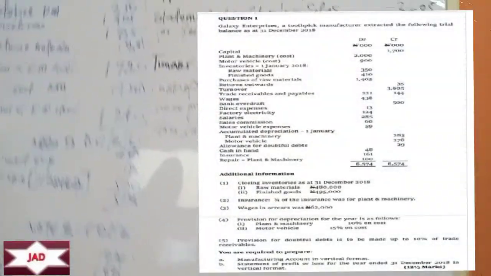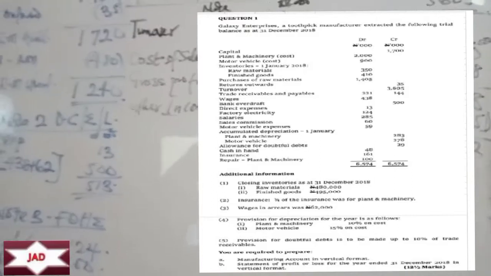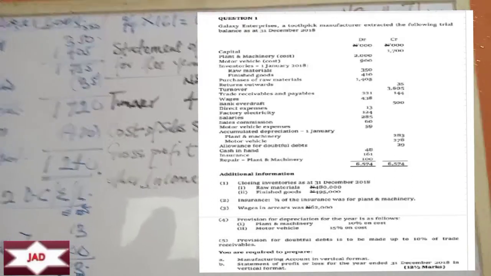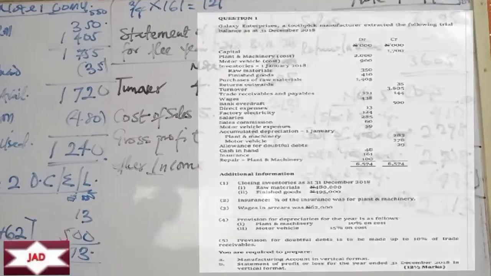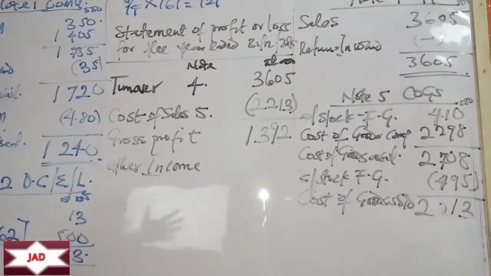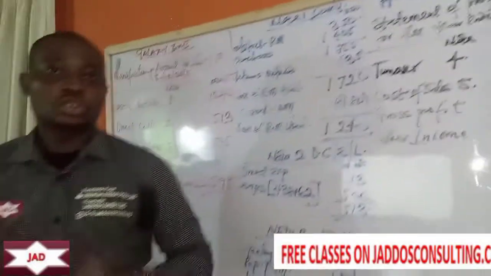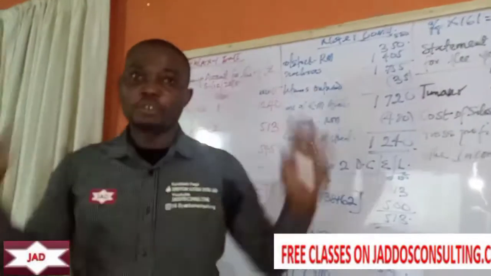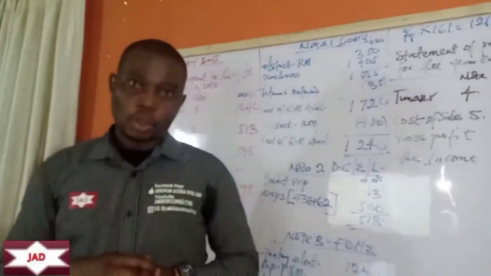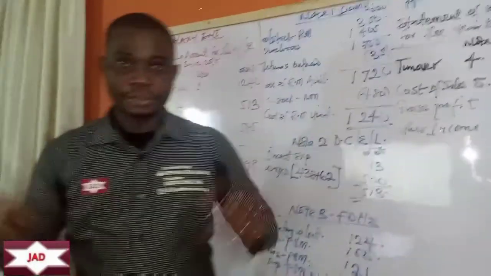Okay, so here they said provision for doubtful debt is to be made up to 10% of trade receivables. Now remember, I've explained you can go to jadosconsult.com to take classes on provision for bad debt and all that. All adjustment to final account is there, free.